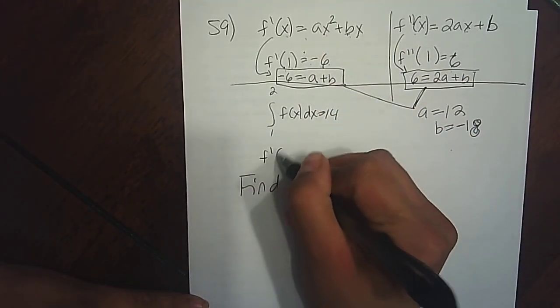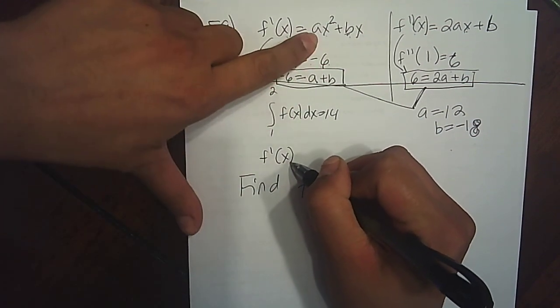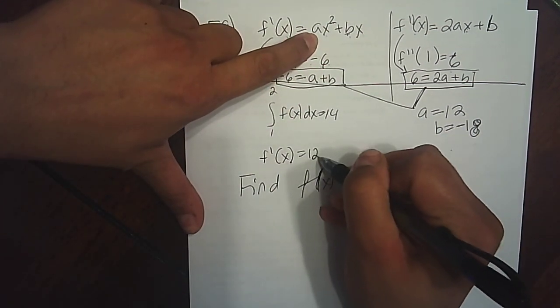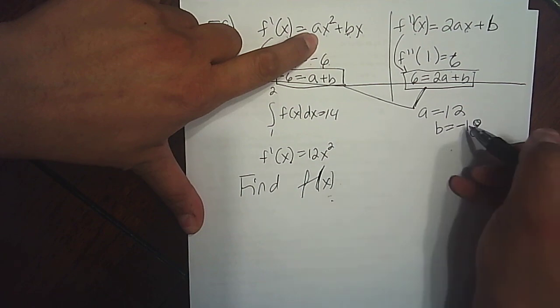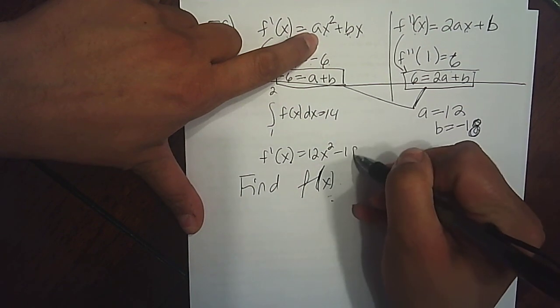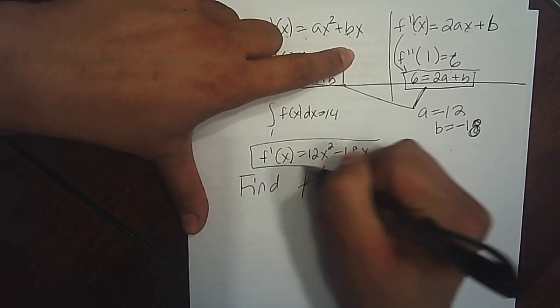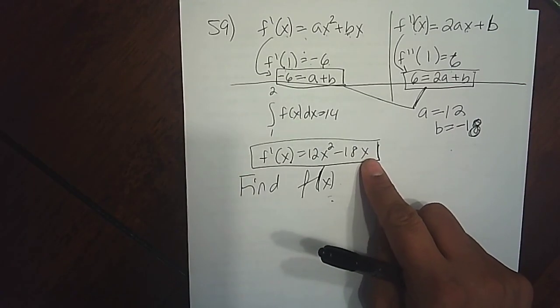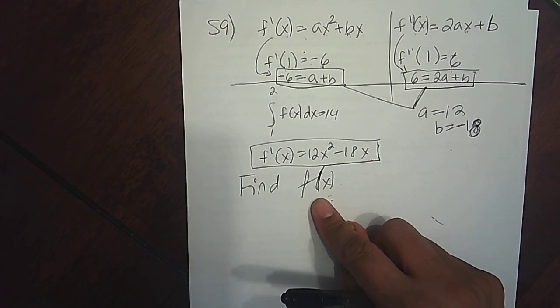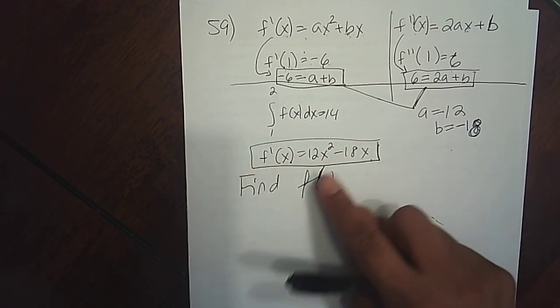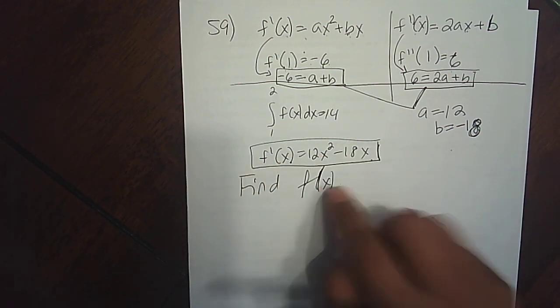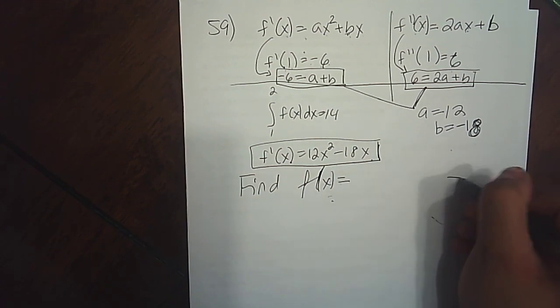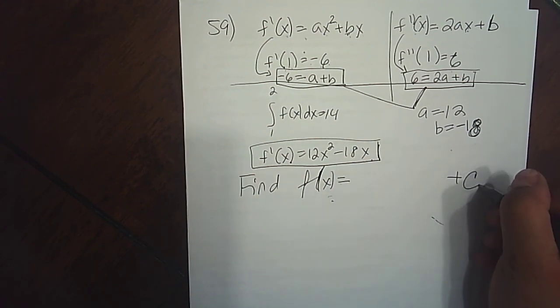So f prime of x is 12x squared minus 18x. This is my final f prime of x. Let's use this to come up with f of x. We've got my first derivative, we're going backwards, and we're coming up with the antiderivative. Plus c, because I might forget it and you might forget it.